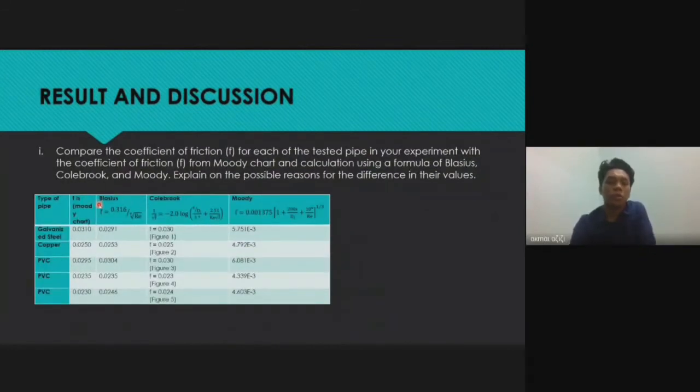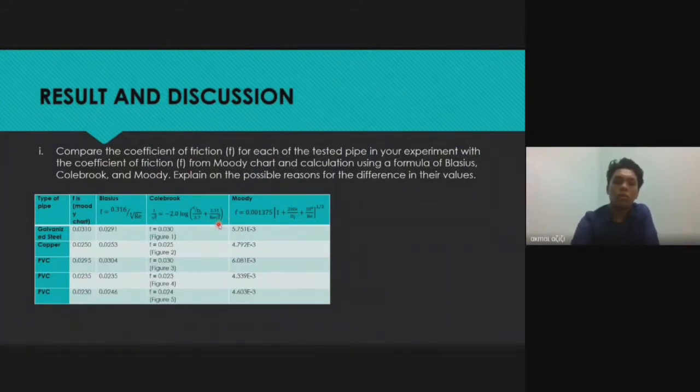Now we can calculate the friction using the Blasius, Colebrook and Moody. This F is from Moody chart. Blasius formula is a straightforward one. We substitute the Re value from previous table, and then also Colebrook is quite straightforward, but we need to assume the F here.